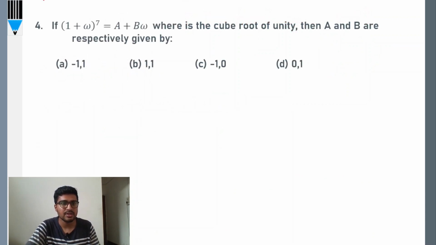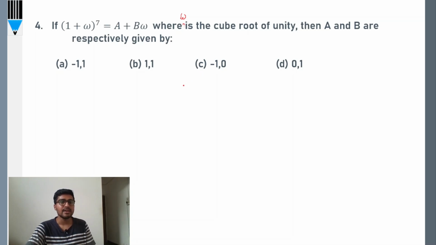The next question is: (1 plus omega) whole to the power 7 equals a plus b omega, where omega is the cube root of unity. Then a and b are respectively given by which values?